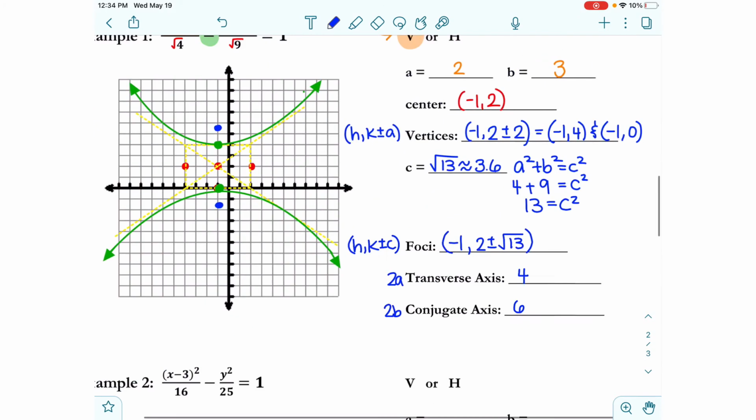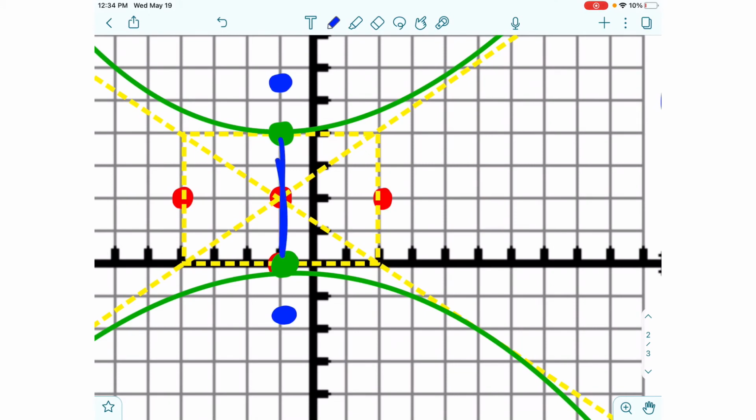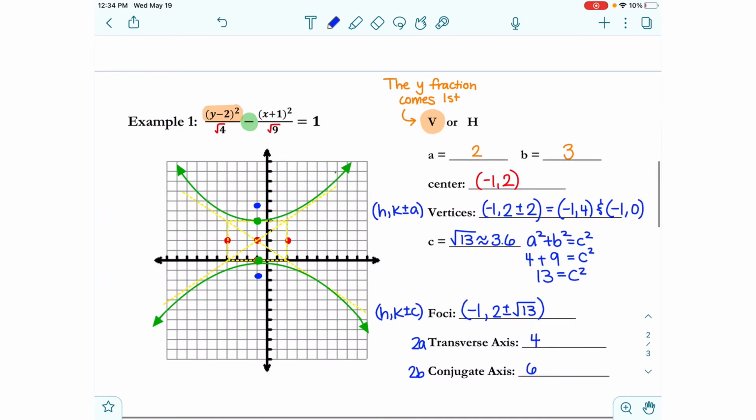Now if you're wondering what does that actually mean, the transverse axis is this length from vertex to vertex. The conjugate axis is this length. So think of it as almost like the height and the width of the box. And that's it. Feel free to pause, get everything down, or backtrack if needed. But I'm going to move on to example 2.